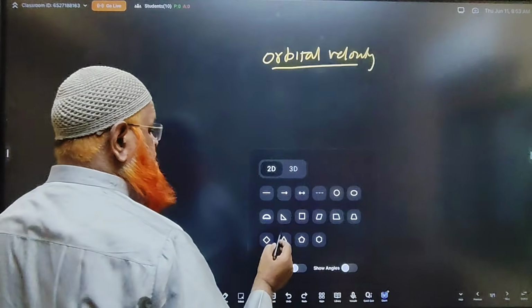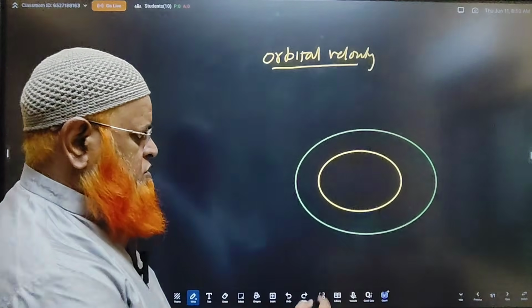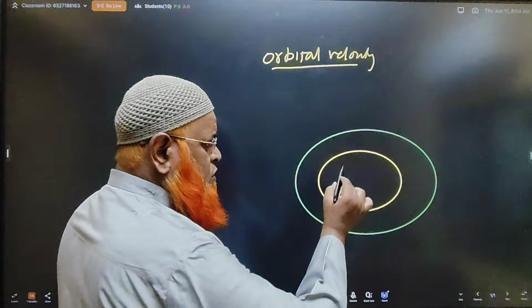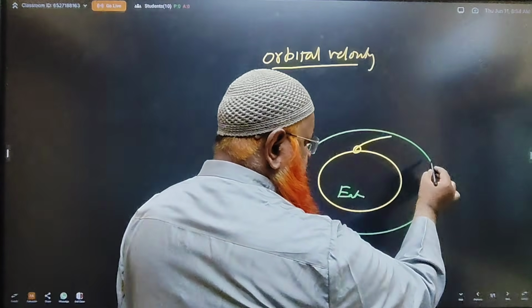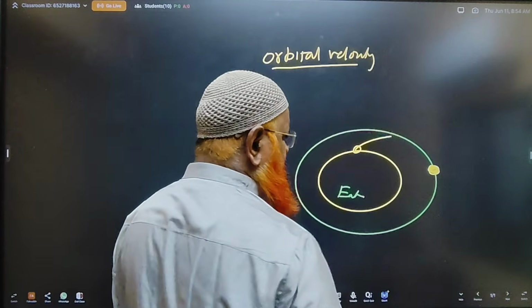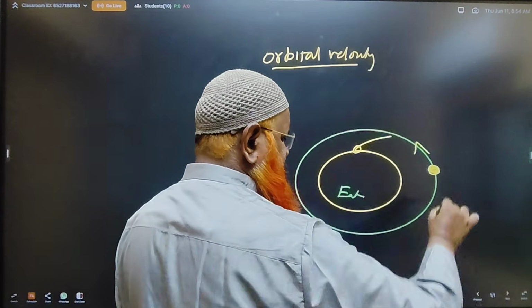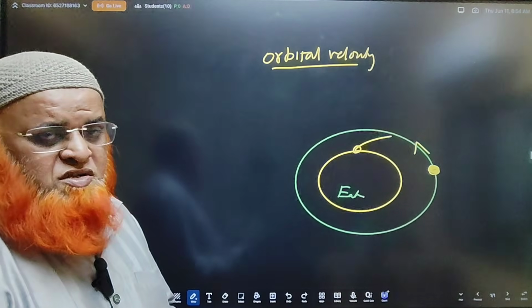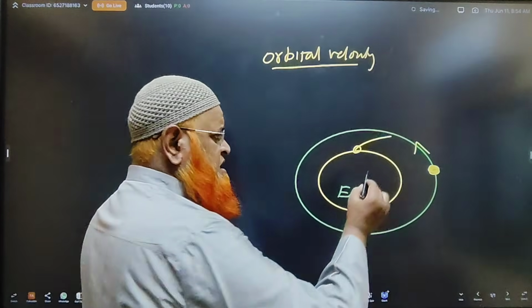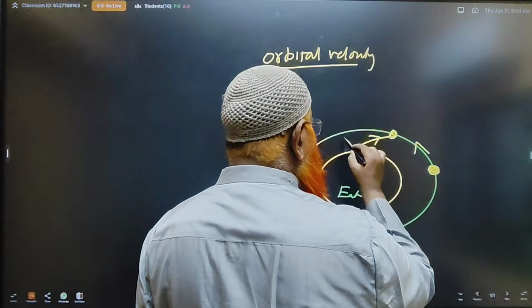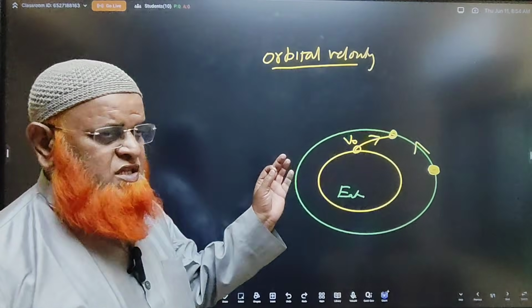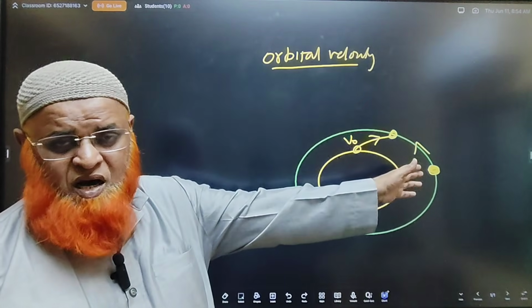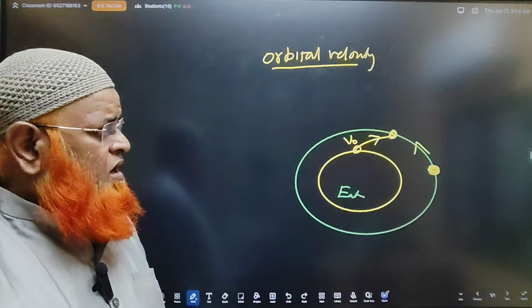So what is the meaning of orbital velocity here? Now just see, this is the Earth. Consider that a body is thrown from the Earth in such a way that it falls into the orbit and starts moving with velocity like this. It continuously moves in the orbit of the Earth. The initial velocity with which the body is thrown from the surface of the Earth, so that it falls into the orbit and starts rotating, is called orbital velocity.